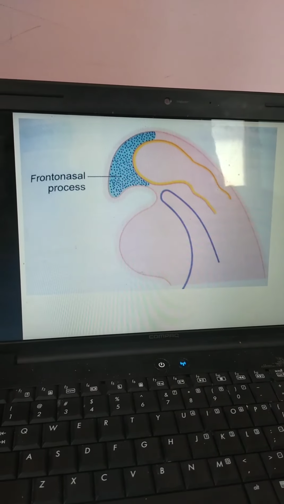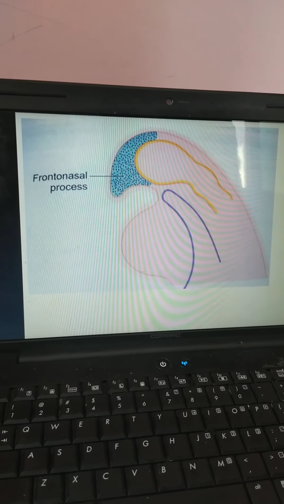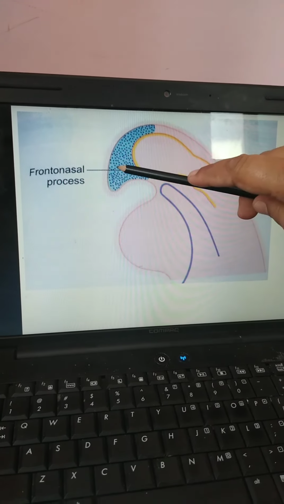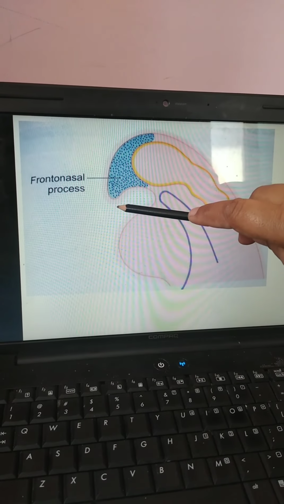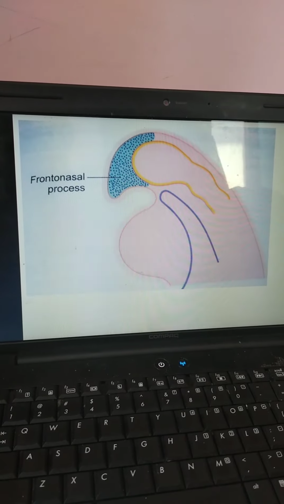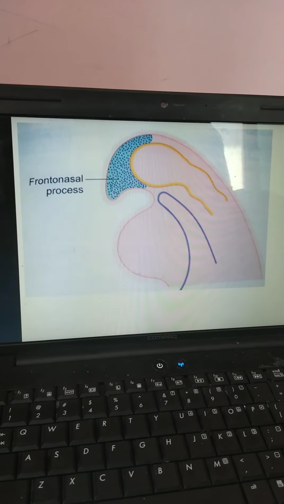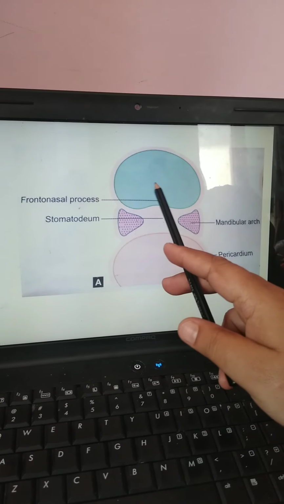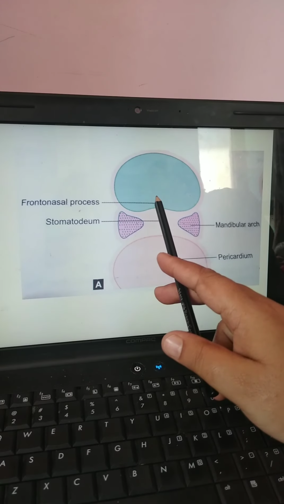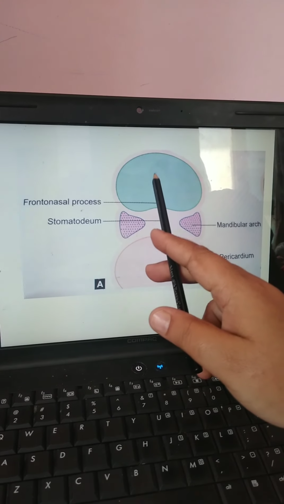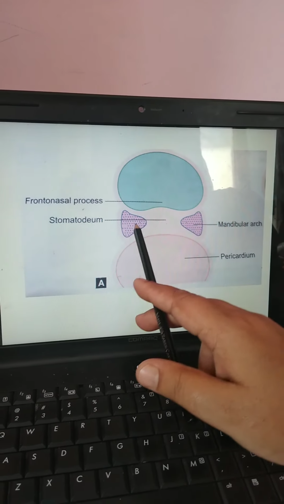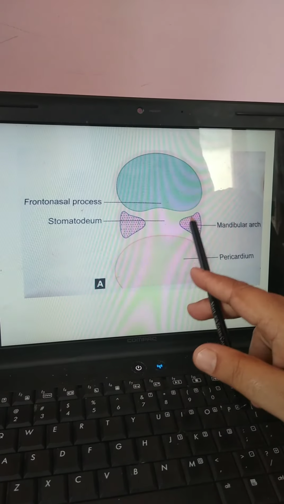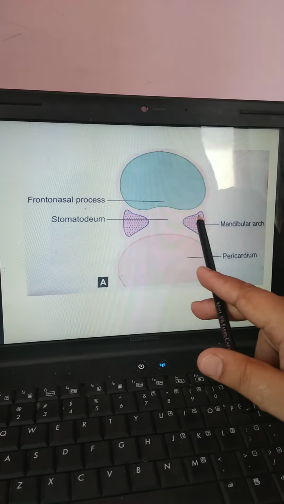This downward projection is known as the frontonasal process. So these mesodermal proliferated cells which run downward in front of the stomatodeum are known as the frontonasal process, developing from the mesodermal cells of the developing brain. Meanwhile, the stomatodeum is surrounded on each side by the first pharyngeal arch, that is the mandibular arch.